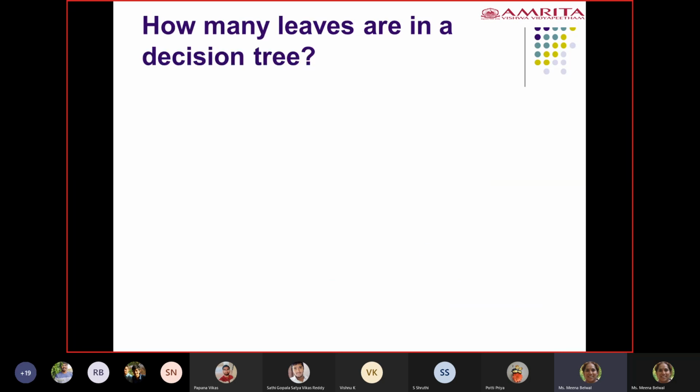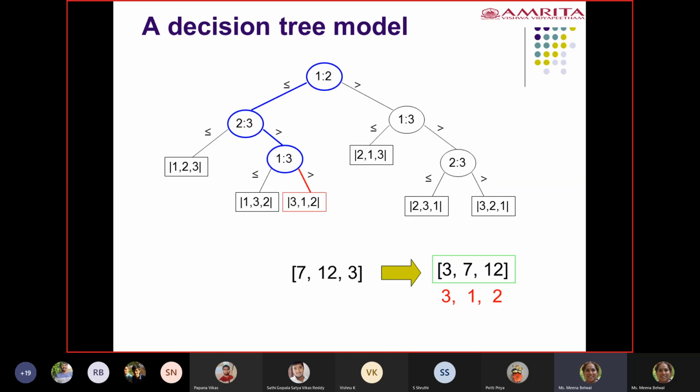So how many leaves are there in a decision tree? The decision tree will be a complete binary tree, isn't it? You saw the decision tree, it has to be a complete binary tree. What is a complete binary tree? A node will either have two children, or it will be a leaf node. That is your complete binary tree. So how many leaves are there? If you see this, 1, 2, 3, 4, 5, 6 leaves are there.